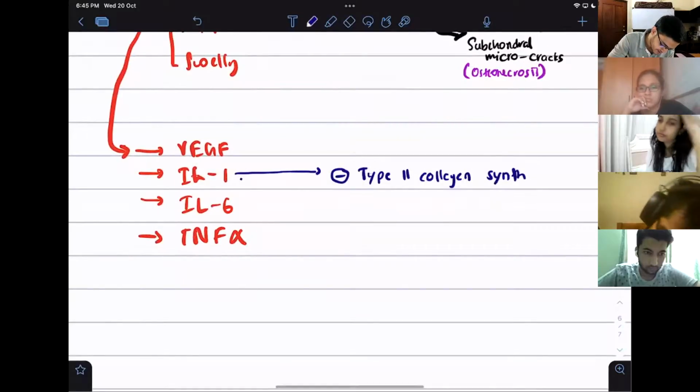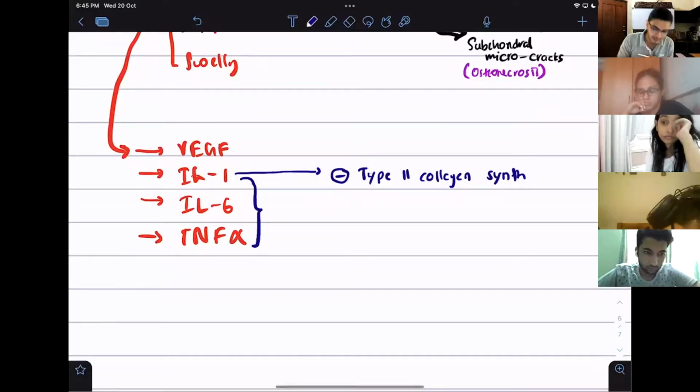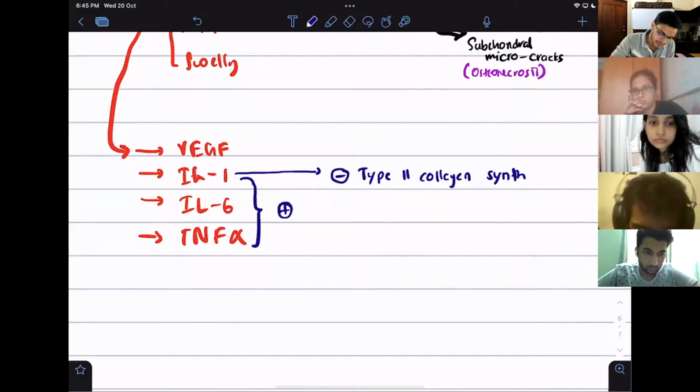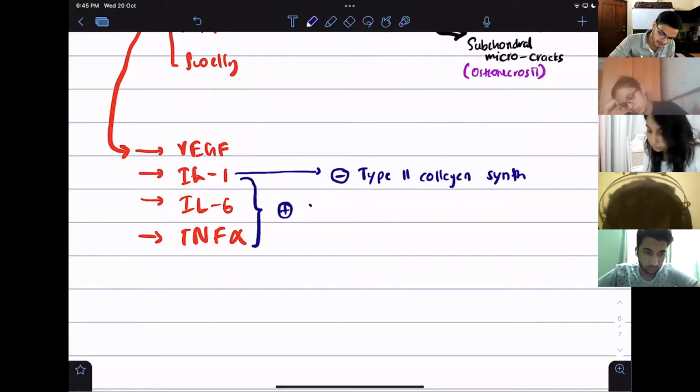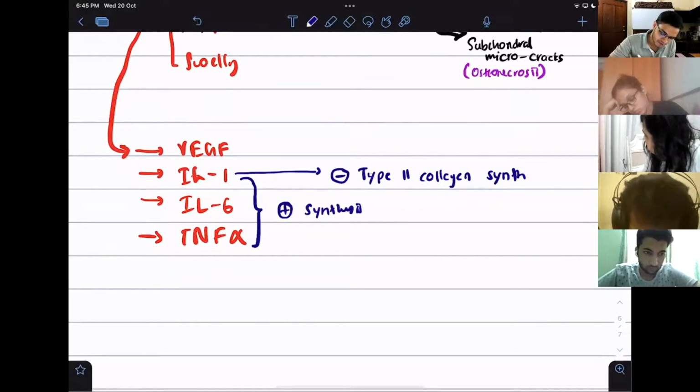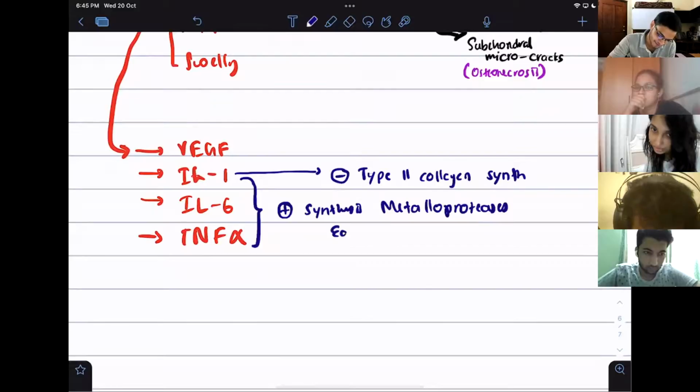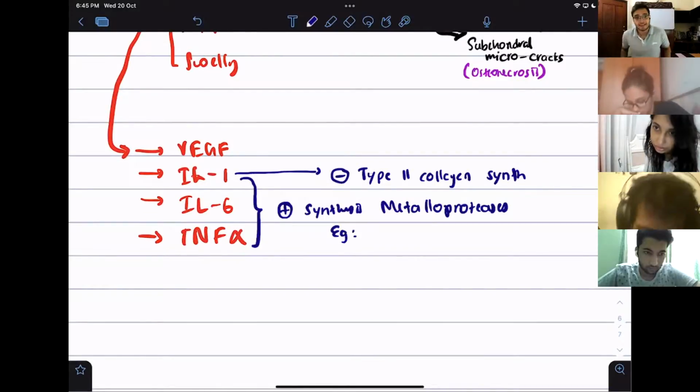Then all these three guys, interleukin 1, interleukin 6, and TNF alpha, have a stimulatory effect on the synthesis of certain metalloproteases. Don't worry about the name, I will tell you all. Here is the name. When I tell the name, you all will be very happy. Look at this. The example I want you all to know, aggrecanase.